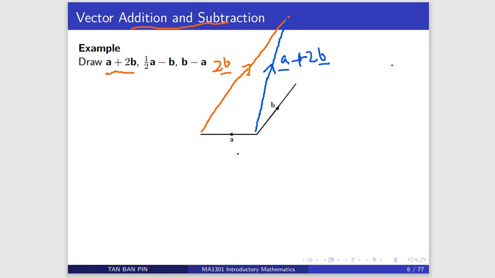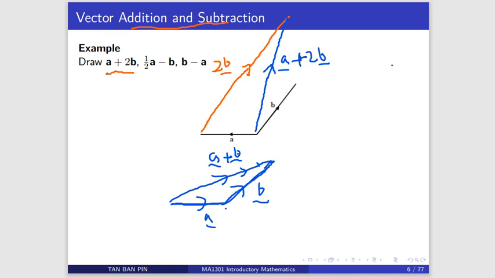So to add vectors, you must make sure the direction of the arrow follows. If you have A, then B, then this will be A plus B. This will be the resultant vector A plus B. So you must make sure the direction of the arrow follows: A, then the direction of B, then the resultant is A plus B.